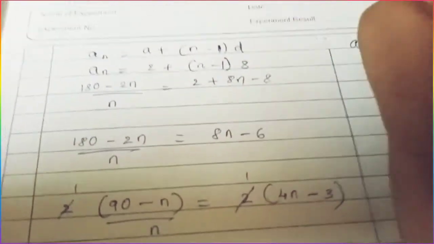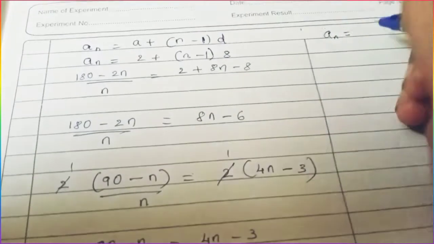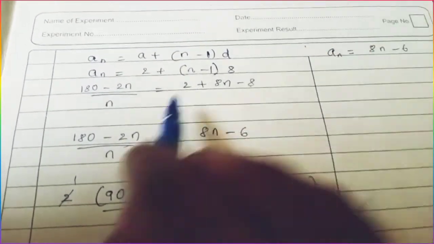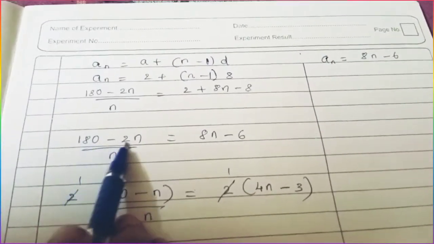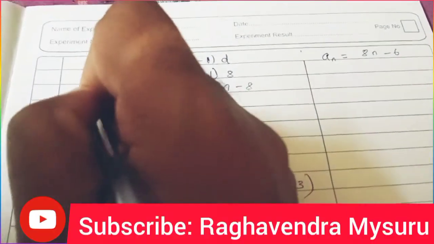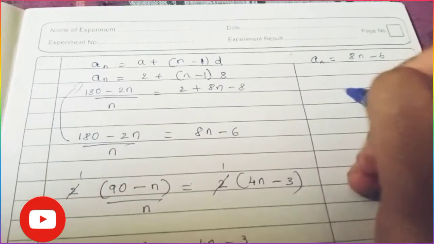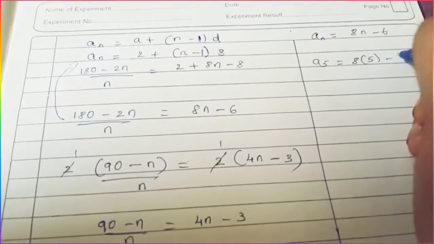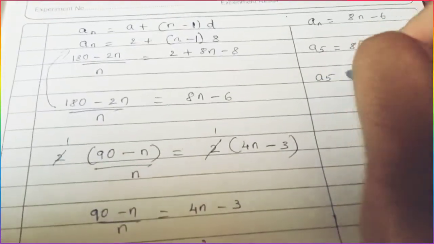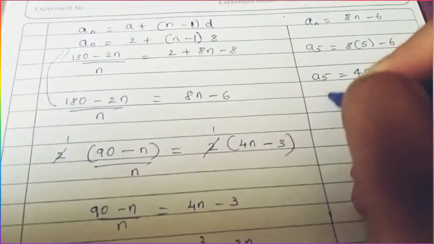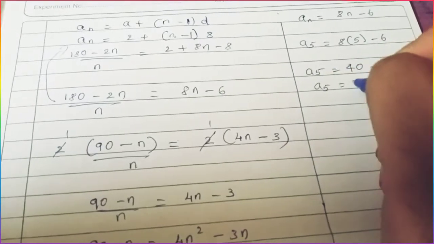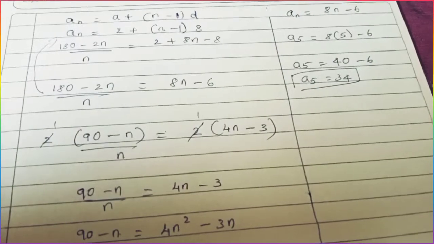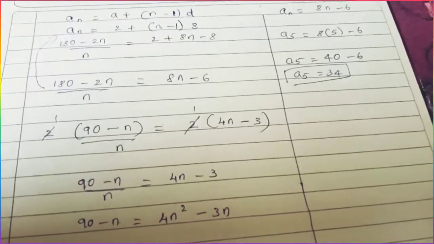We know that an we have written it as 8n minus 6, because this value is nothing but which is equal to an. In place of n, what is the value? n is 5. A5 is equal to 8 into 5 minus 6. 8 5s are 40 minus 6. A5 is equal to 40 minus 6 is 34. So the value of A5 is 34.